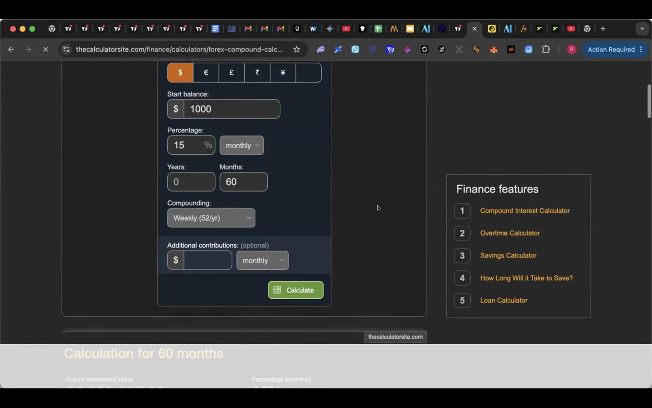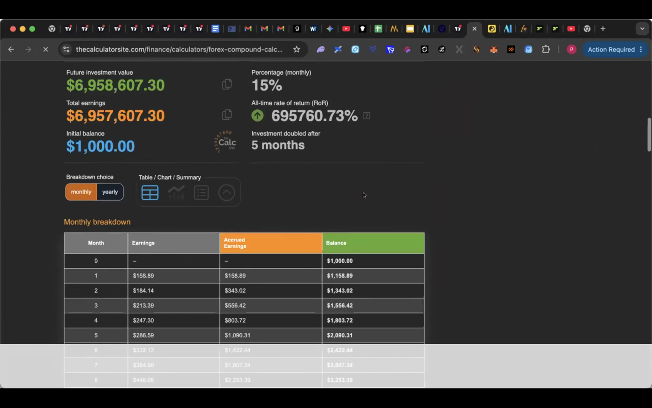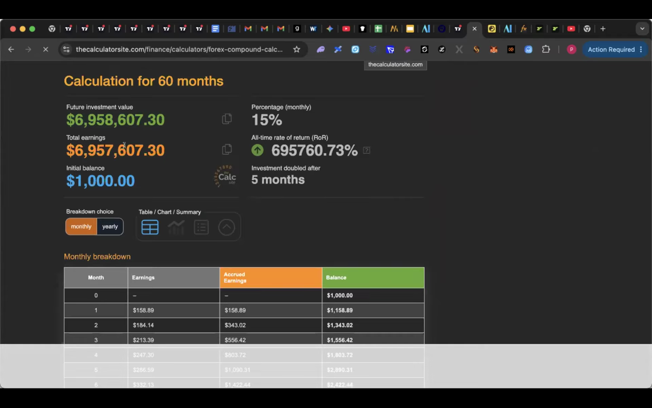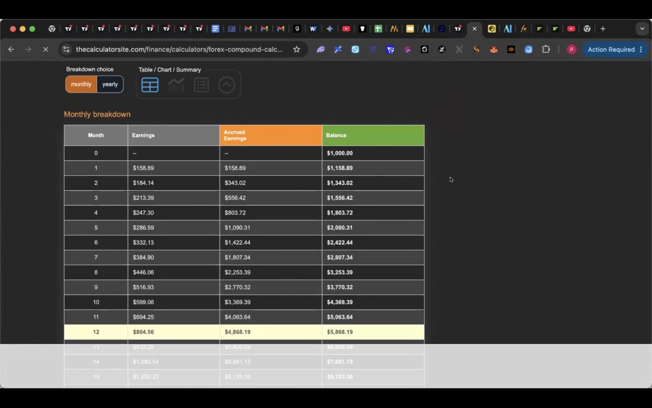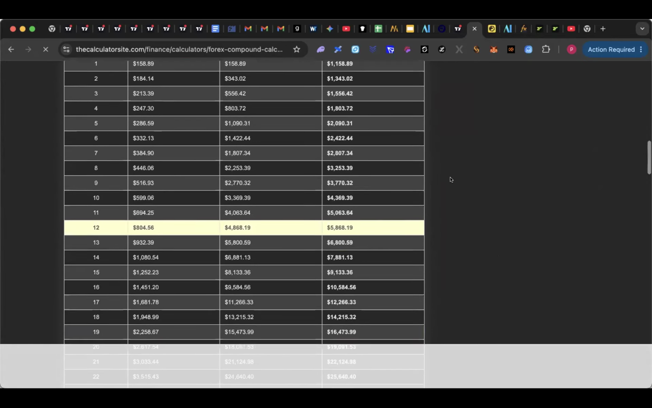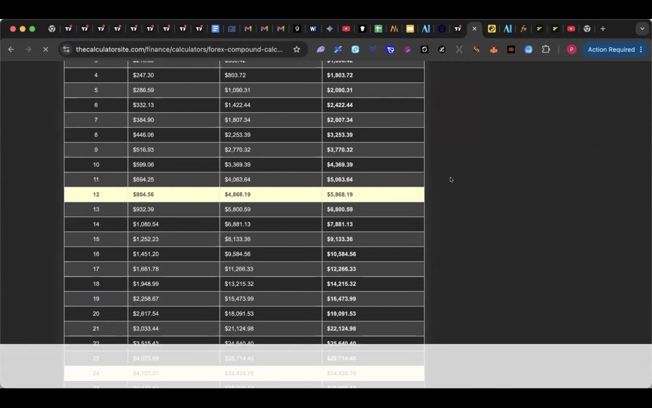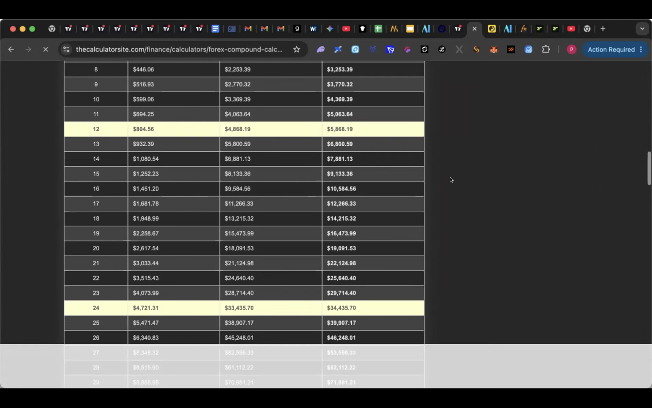All right. So now, this is after 5 years. This is $6,958,607. That is what you will amount to. Then you can be flying higher and tell yourself, this is what I have, this is what I'm making, and then progressively.